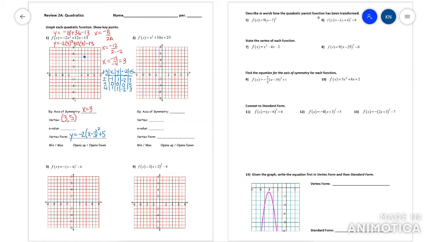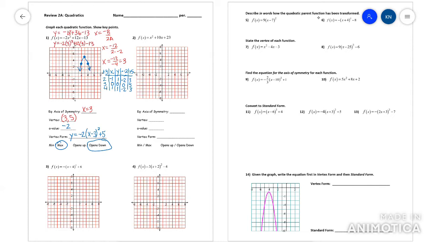So 2, 3. 3, 5 is my vertex, and 4, 3. So this graph looks something like this. The a value we said was negative 2. We got that from the very first equation. And then the vertex, it's the highest point, so it's a maximum, and this graph is opening down.